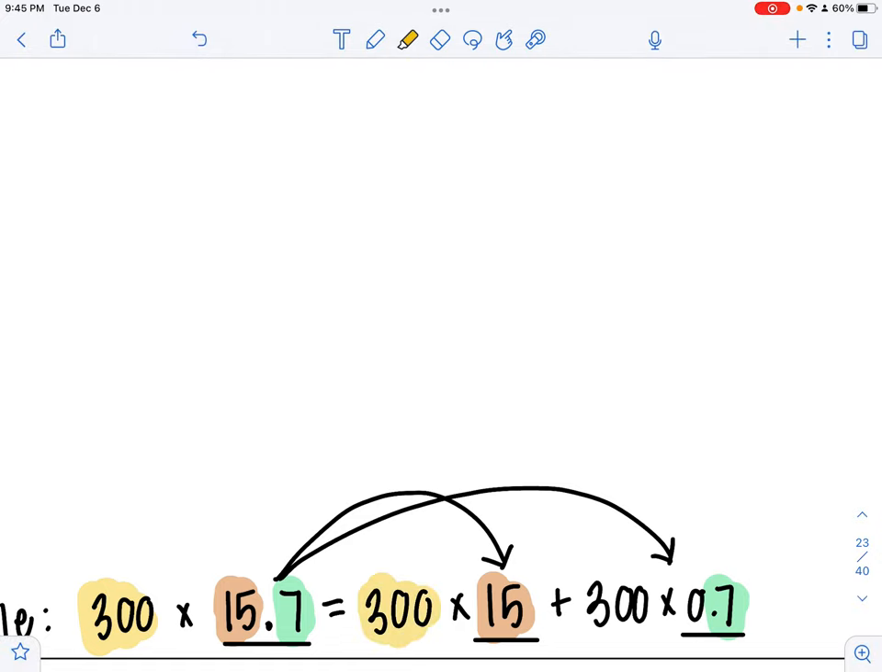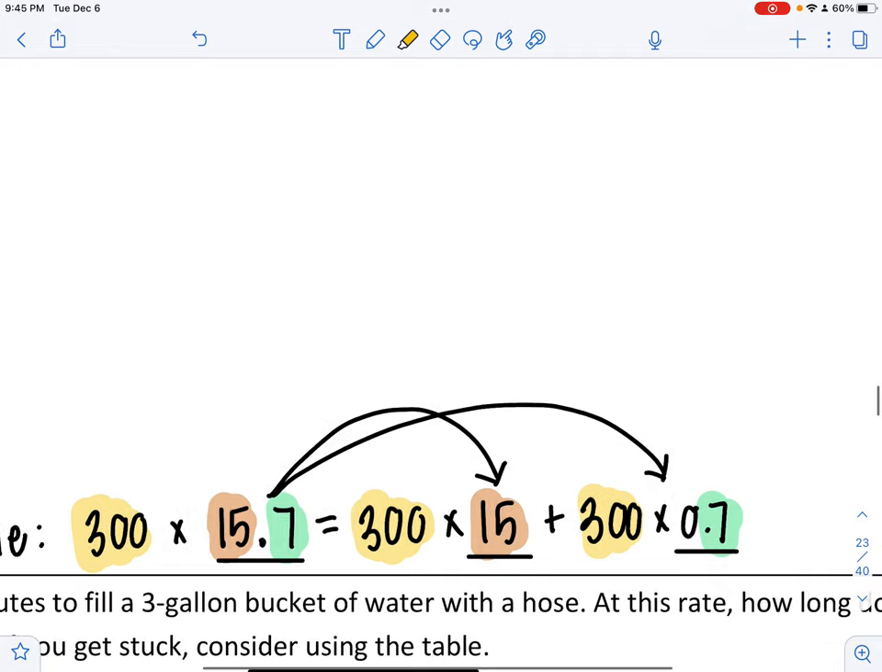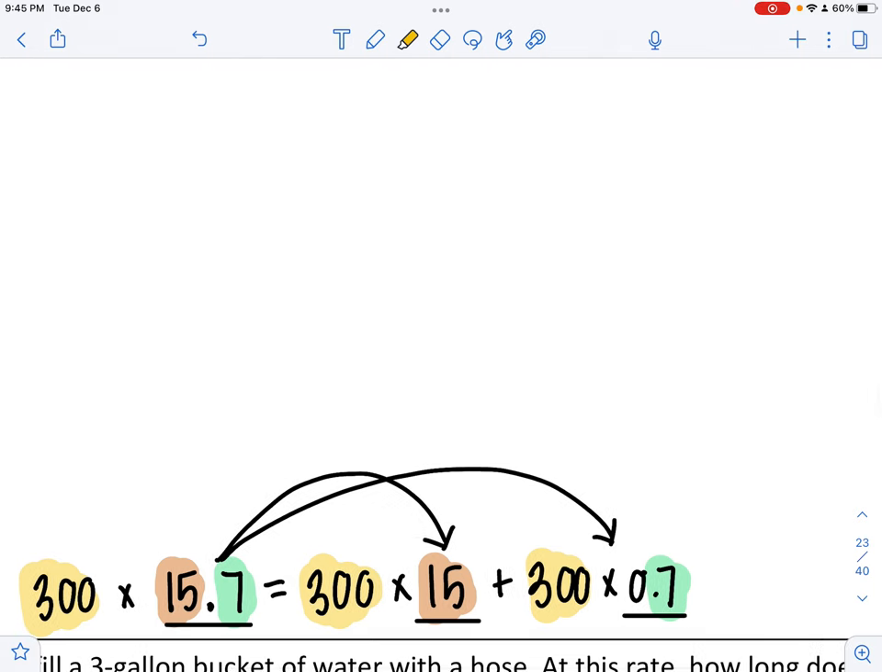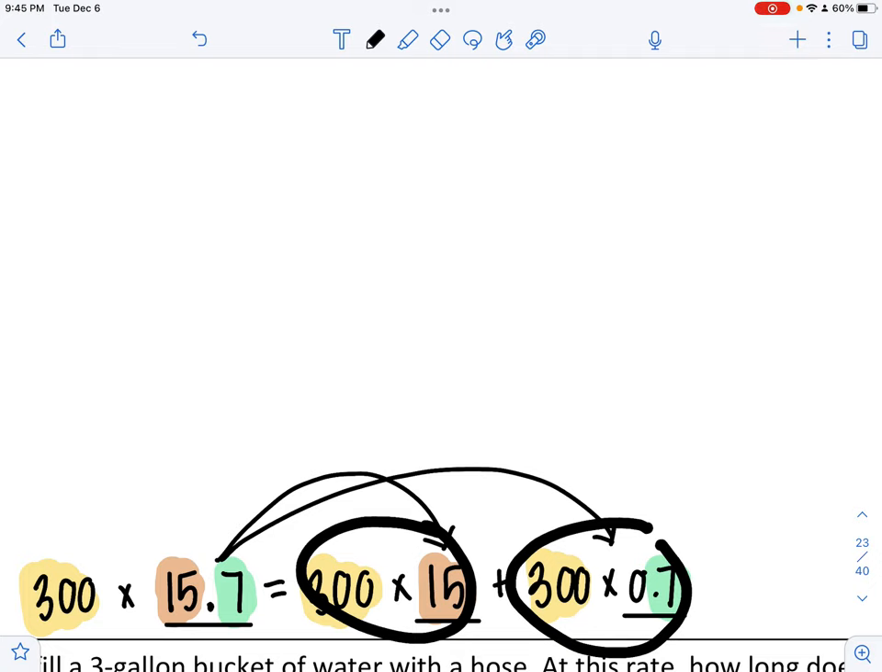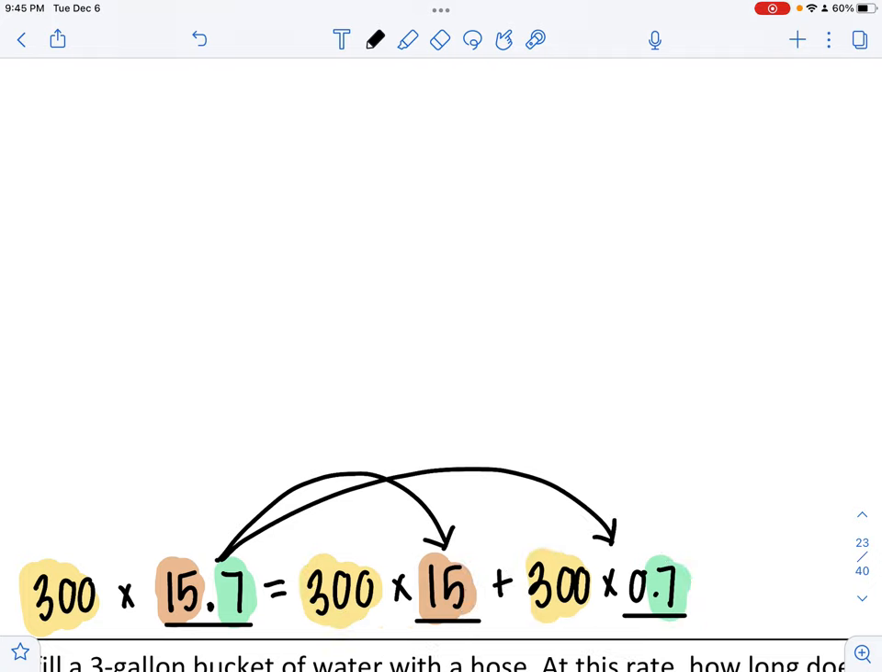I know that 300 times 15 is 3 times 15, 45, add on 2 zeros, and 300 times 0.7 is 3 times 7, 21, add on 1 zero. Once I've multiplied these two pieces, I can simply add them together. Here's what that looks like.